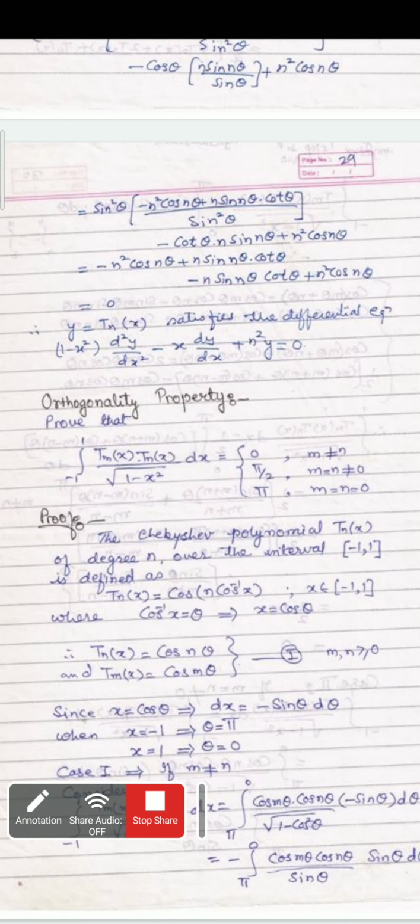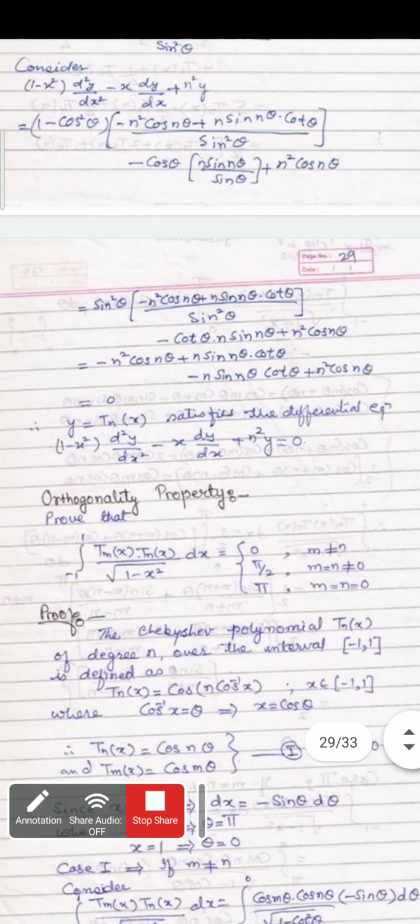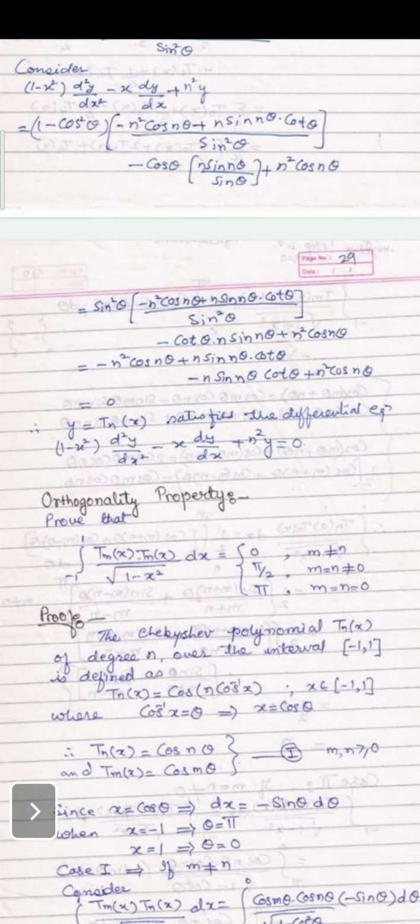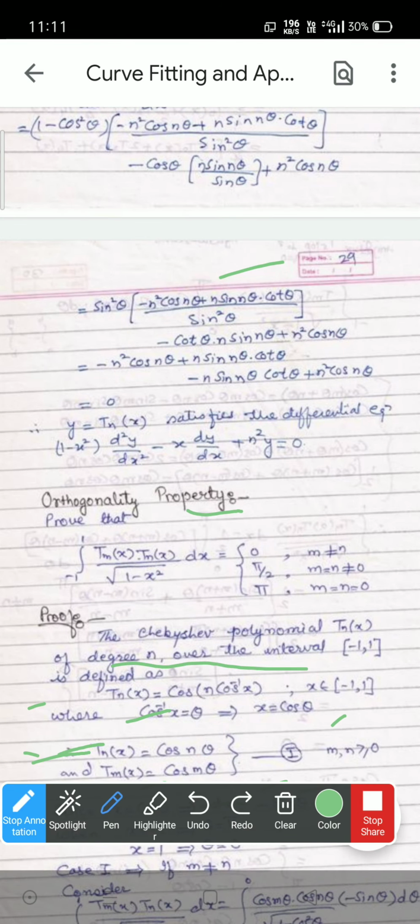So this is equals to 1 minus cos square theta, which is equals to sin square theta, into this as it is, minus n square cos of n theta plus n sin n theta into cot theta divided by sin square theta, minus this cos theta by sin theta is equal to cot theta into n sin n theta as it is plus n square cos of n theta.